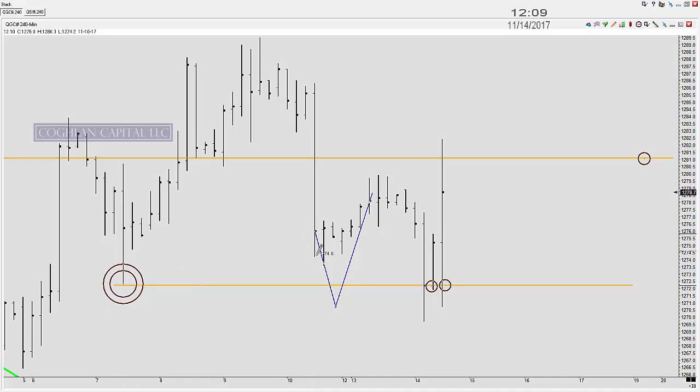So what I said was, just be careful that we don't see a flush below 1272 and then a reversal back to the upside. And that's pretty much exactly what happened. It happened this morning. Well, yeah, it happened very early this morning. There was the flush this morning.